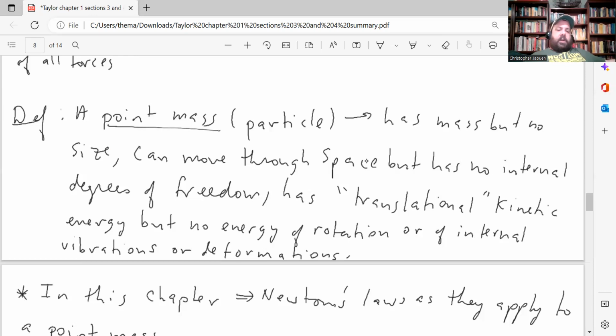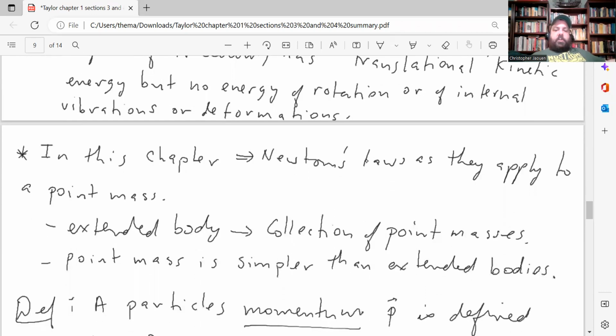All right, so in this chapter, Newton's laws are only going to be considered as being applied to a point mass. We'll look at how the laws apply to extended bodies later on in the book. I think he says like chapter 9 or something. But right now you can think of an extended body as a collection of point masses, and the reason that we want to do this in terms of point masses first is because point masses are simple.